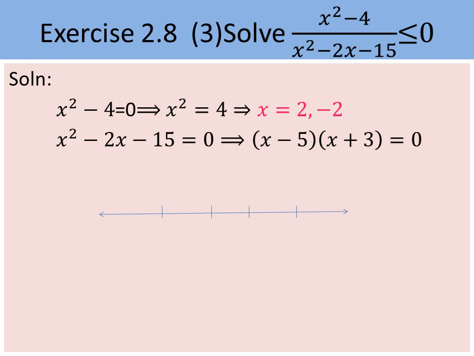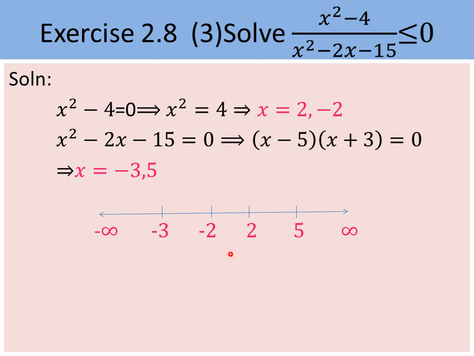Now you can factorize the denominator value. X square minus 2x minus 15 equal to 0. You can write it as x minus 5 into x plus 3. When we add, you'll get minus 2. When you multiply, you'll get minus 15. So x values are minus 3 and 5. Now you can plot all the x values on the real line. So minus infinity to plus infinity. First minus 3 will come, so it is minus 3, minus 2, then 2, 5. In that order you have to plot it.